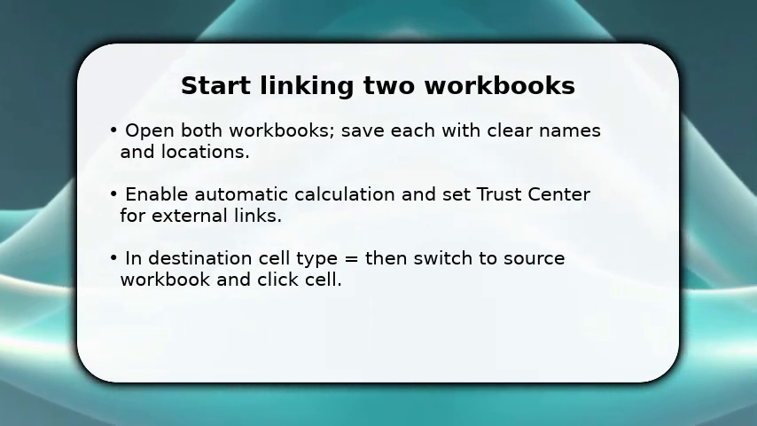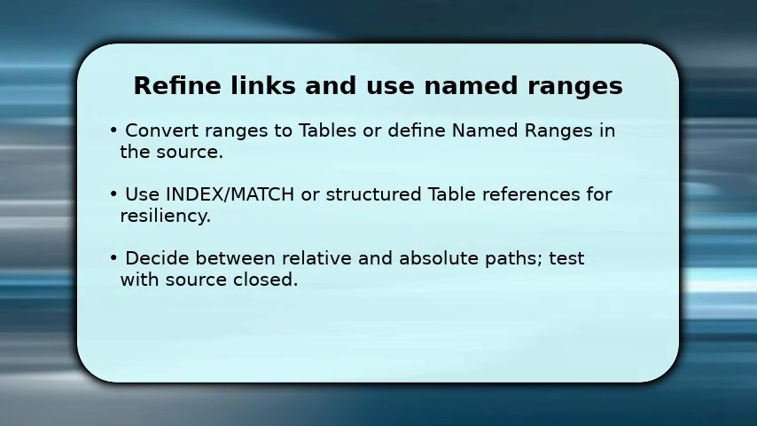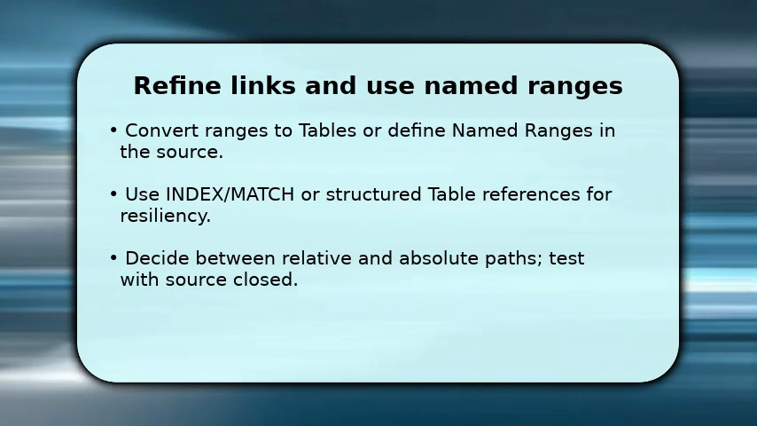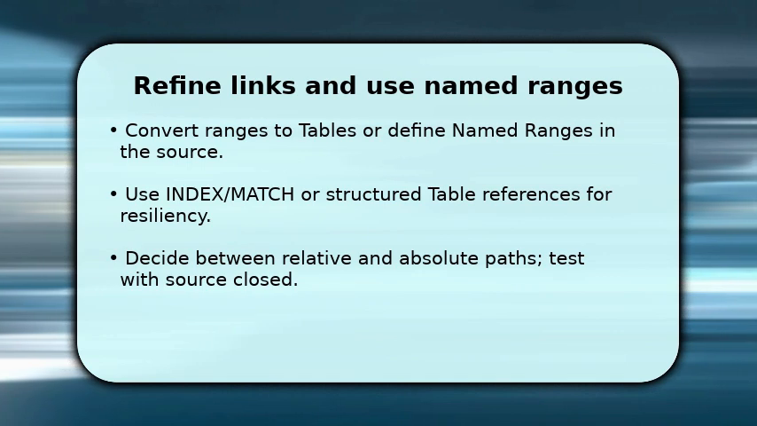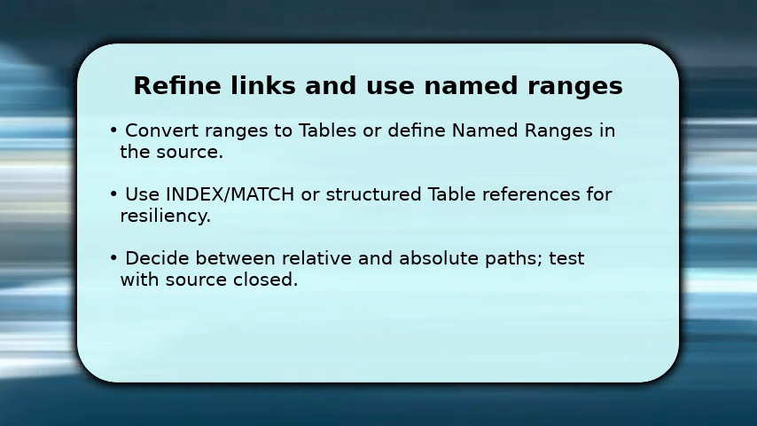Next, make links robust by naming ranges or converting data to tables in the source workbook. Structured references survive row inserts and look cleaner. Use INDEX with MATCH instead of VLOOKUP if you need leftward lookups or better performance. Also, choose absolute $1 references when you must lock a cell, and relative references when copying formulas. Once configured, close the source and reopen the destination to verify Excel resolves the path.